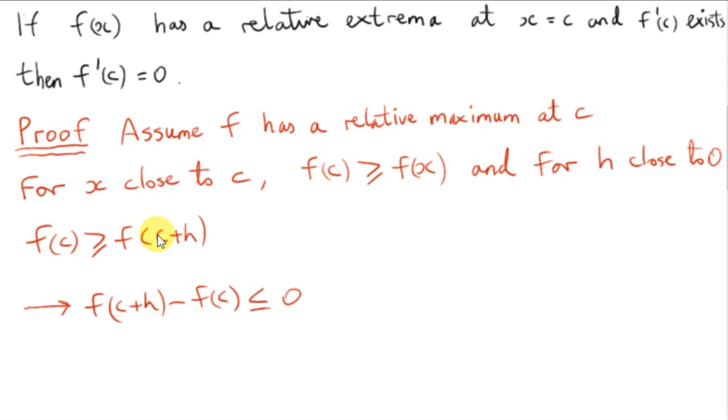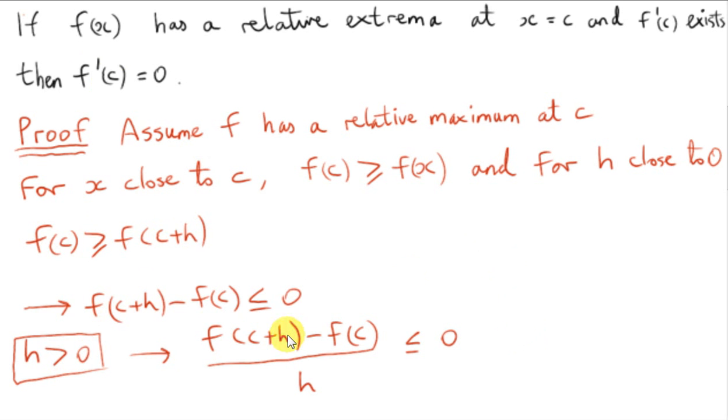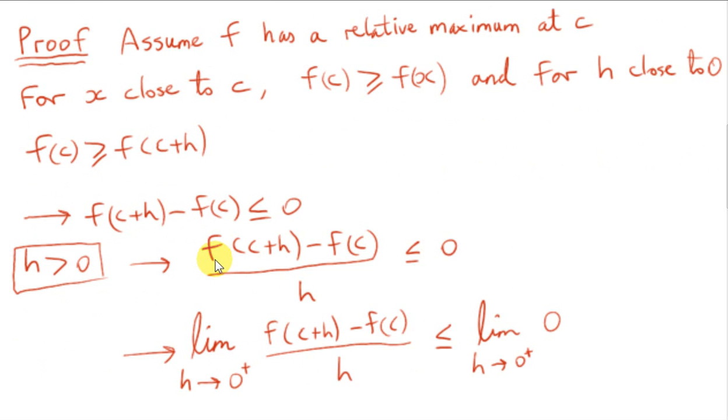Now let's rearrange this, subtract f of c from both sides. Now we are going to construct f prime of c, and to do that we need to divide this quantity by h. Now h can be either positive or negative. At this point we will assume that h is positive. So we divide the inequality by a positive quantity. It doesn't change the direction of the inequality. Now we take the limit as h tends towards 0 of both sides of this inequality. Since h is positive, we are really taking a one-sided limit. The limit as h approaches 0 from the right.